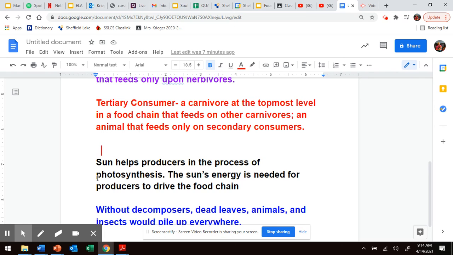And the last question, why do we need those decomposers in a food chain? I know we kind of think, oh, rotting, they eat rotten animals and bacteria, but we need those decomposers. Without them, that ecosystem would be full of dead leaves, dead animals, and insects. They would pile up everywhere, ladies and gents. So we need decomposers to eat those rotting leaves, animals, and insects. So hopefully you got those answers right. It's very important as we continue talking about food chains and food webs.